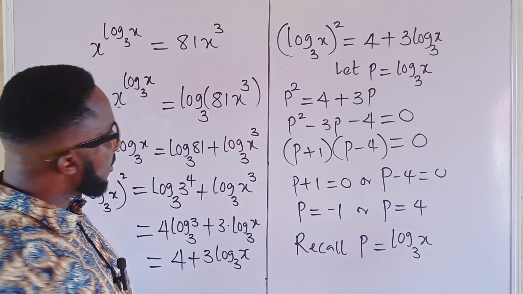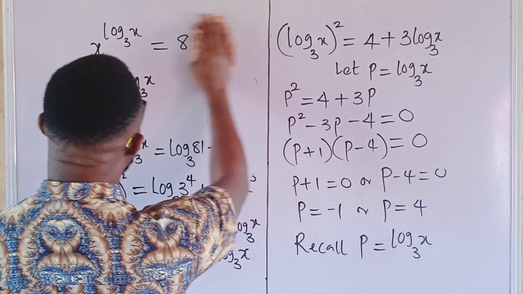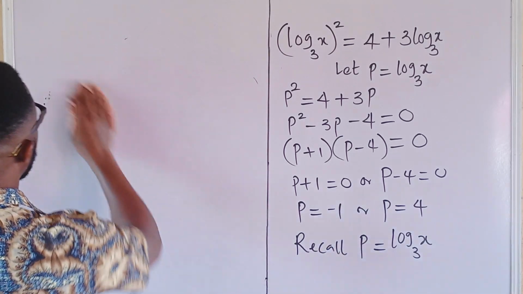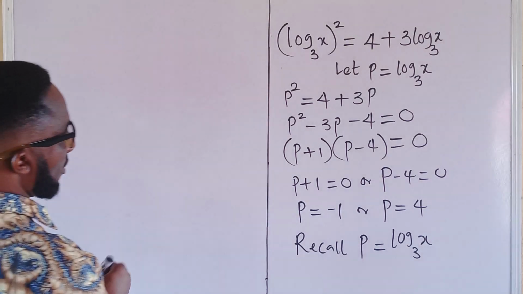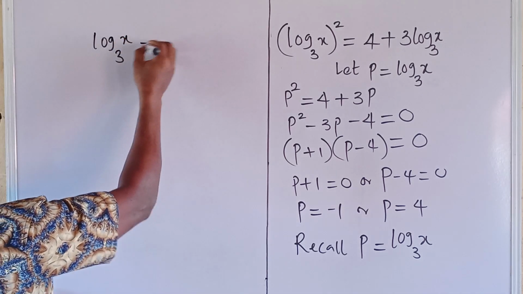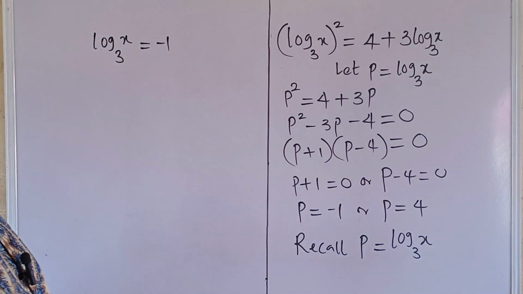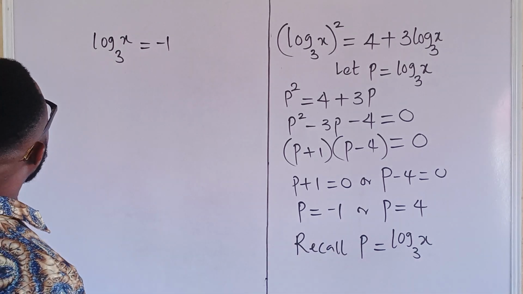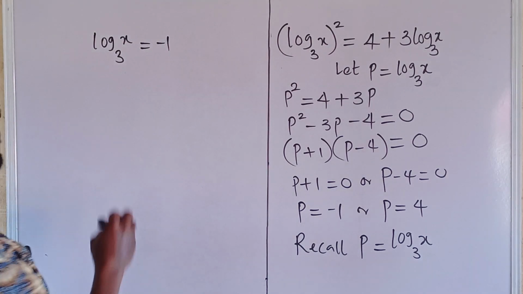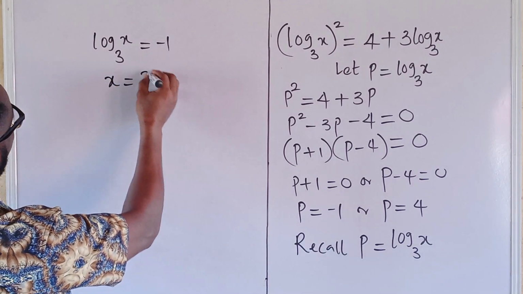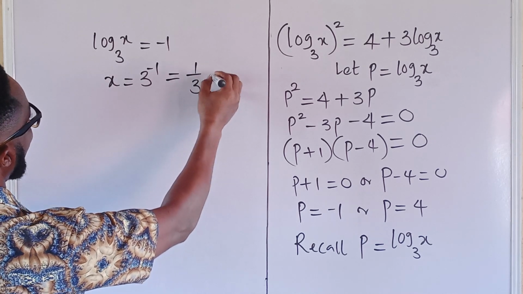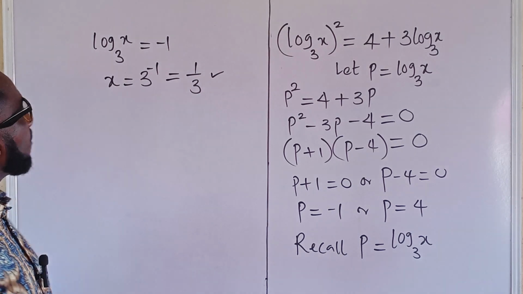So for our first case, when p is equal to negative 1, we are going to be having log to base 3 of the argument x equal to negative 1. Now this is a logarithmic equation. We can transform it into its exponential version. So x becomes 3 to the power of negative 1, which is 1 upon 3. So this is the first value for x.